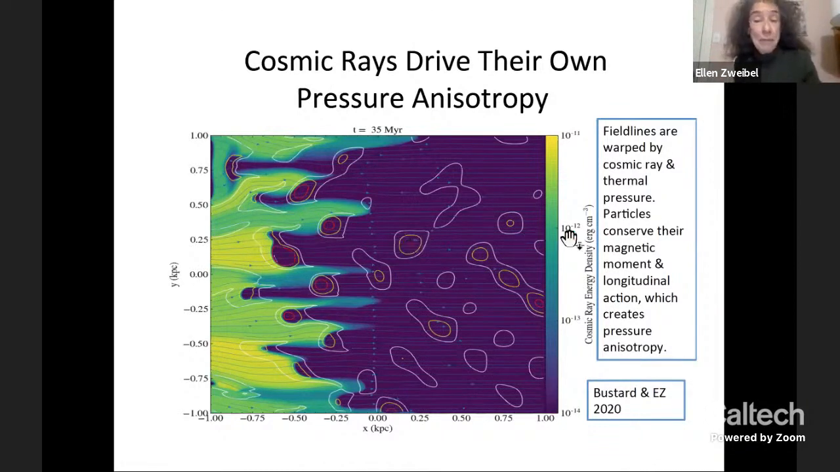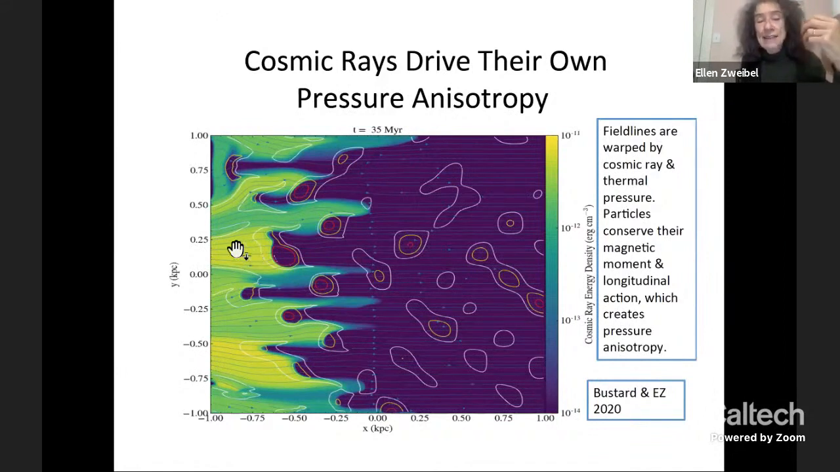One is the magnetic moment of the particles, essentially the magnetic flux through the orbit. And the other is a longitudinal action. And so the parallel and perpendicular pressures, parallel and perpendicular momenta, evolve in different ways in a warped magnetic field. The best known example, which you may know, is the tendency for particles to be repelled from regions where the magnetic field gets very strong, so-called magnetic bottles.